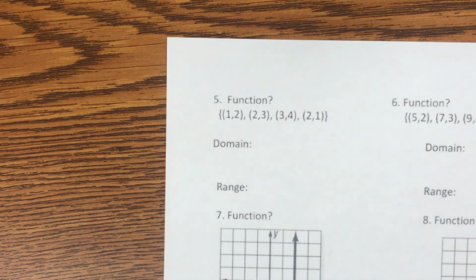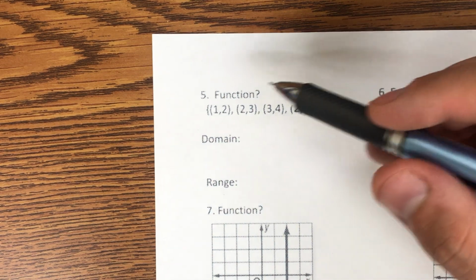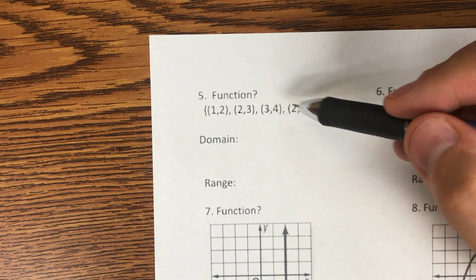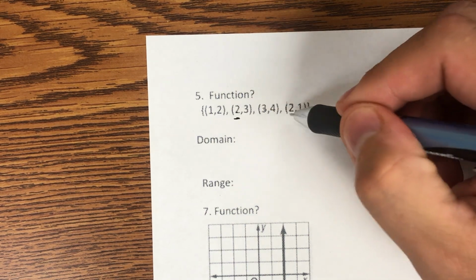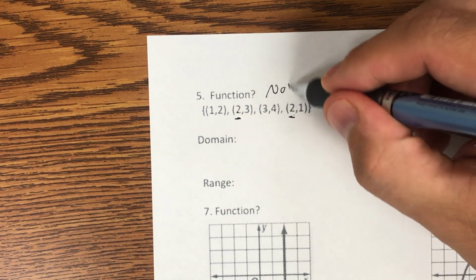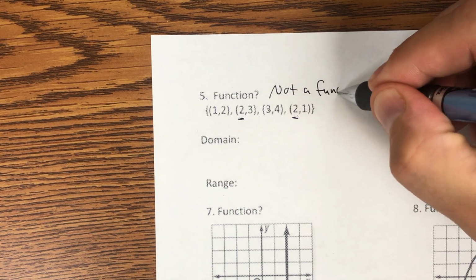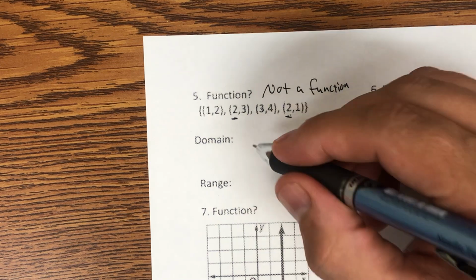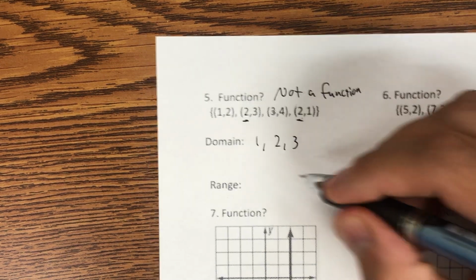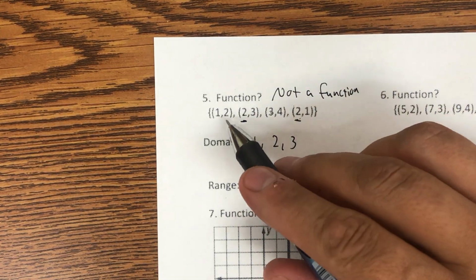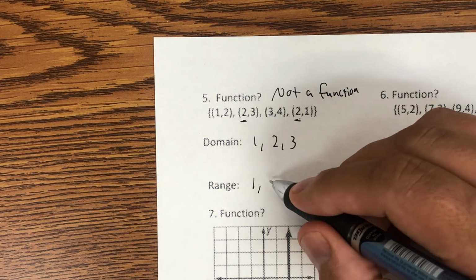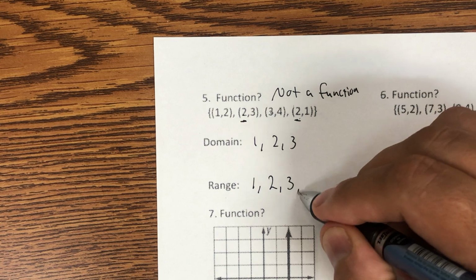All right. Looking at some ordered pairs. Does x repeat? 1, 2, 3, 2. So x repeats. It is not a function. The domain are all the x's: 1, 2, and 3. The range, all the y's. Looks like we have 2, 3, 4, and 1. I want to put 1 first: 1, 2, 3, and 4. We listed all the y's.